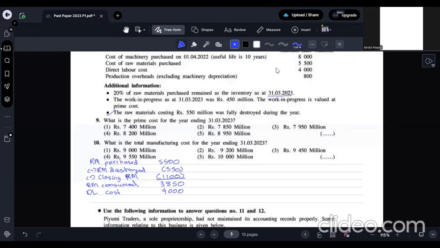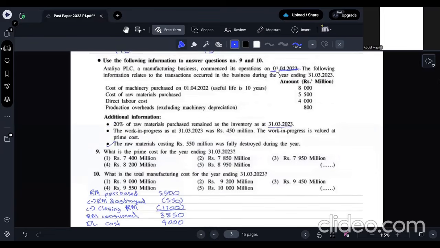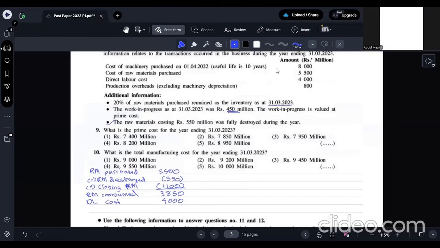Then there is no opening work in progress because this is a newly started business. They have given the closing work in progress. You have to deduct it. Minus closing work in progress, 450. Then you can find your prime cost as 3,850 plus 4,000 minus 450, that is 7,400,000. 7,400, answer number 1. Then the 10th one, this is for the 9th one.